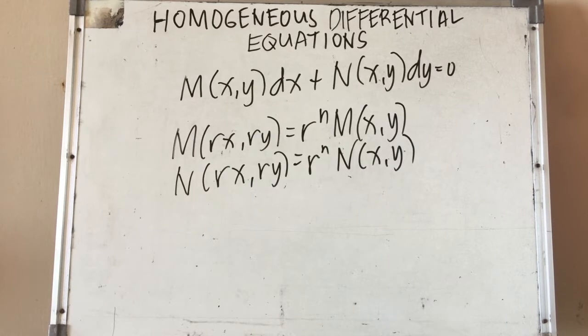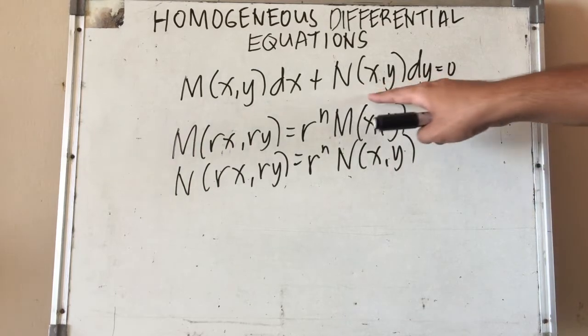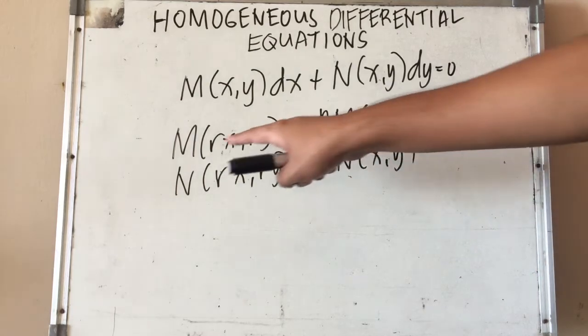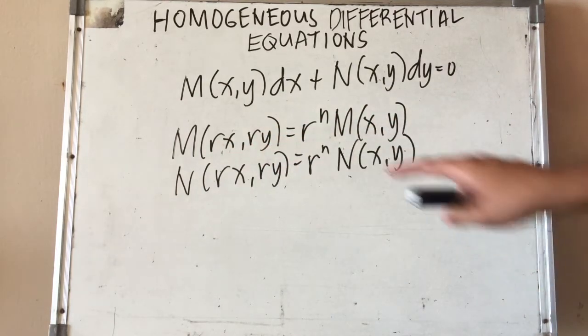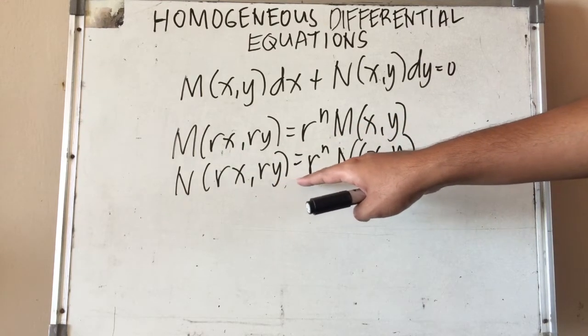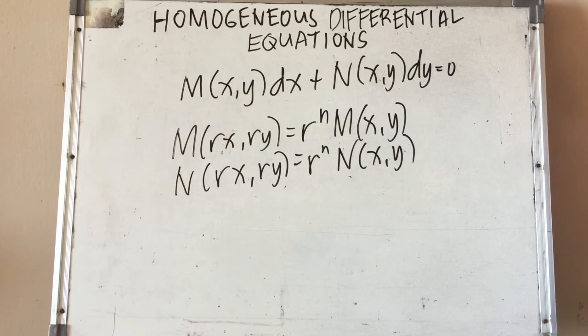Okay, hello class. Our topic for today is homogeneous differential equations. So the first order differential equation M(x,y) dx plus N(x,y) dy is equal to 0 is said to be homogeneous of degree n if M(rx, ry) is equal to r^n M(x,y) and N(rx, ry) is equal to r^n N(x,y). So for M dx plus N dy is equal to 0 to be homogeneous, the functions M and N must be both homogeneous of the same degree.